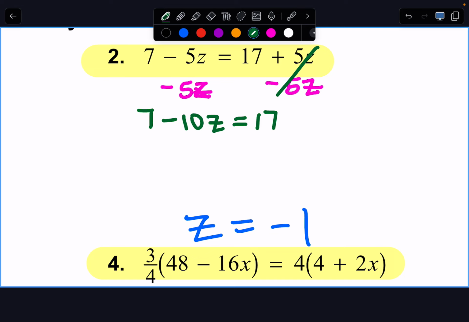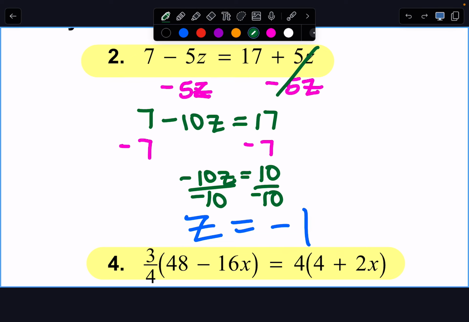Now, if I want to move this 7, is adding 7 or subtracting 7 going to get me 0? Subtracting 7. So we have negative 10z equals 10. When we divide by negative 10, that's how we get our z equals 1. Okay? If you put the z's on the right side, then you had negative 10 equals 10z. And then you divide it by 10. Okay?